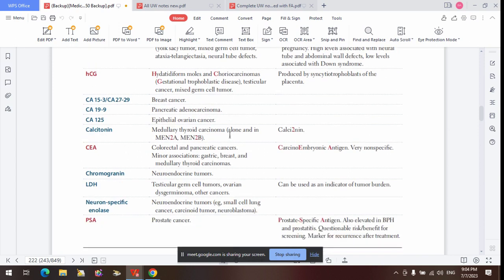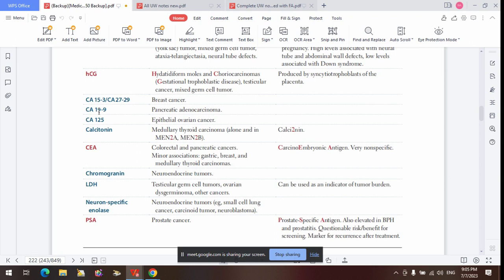Then I want to talk about the CA. The way to just learn it is to picture 15, 19, 125. So when we say 15, breast cancer; 19, pancreatic cancer; 125, epithelial ovarian cancer. So the CA 15-3 is with breast cancer. The CA 19-9 is pancreatic cancer. The CA 125 is epithelial ovarian cancer.